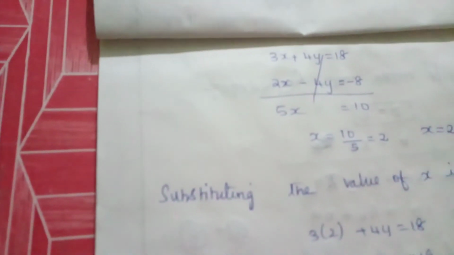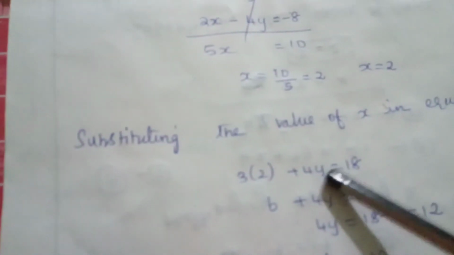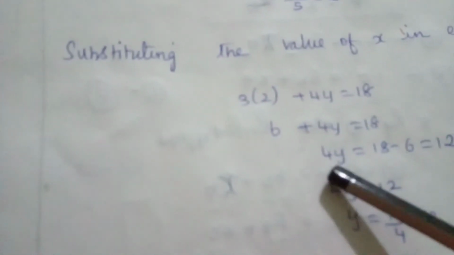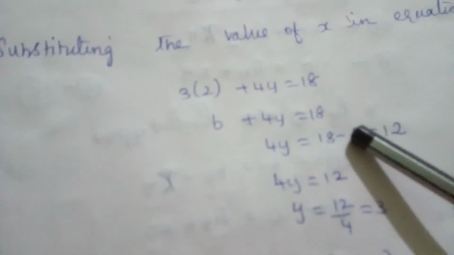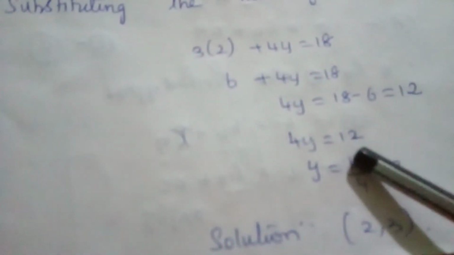Then substituting x equals 2 in any one of the equations, 3 into 2 plus 4y equals 18, or 6 plus 4y equals 18, so 4y equals 18 minus 6, that is 12. Then 4y equals 12, y equals 12 by 4, that is 3. Therefore the solution is (2, 3).